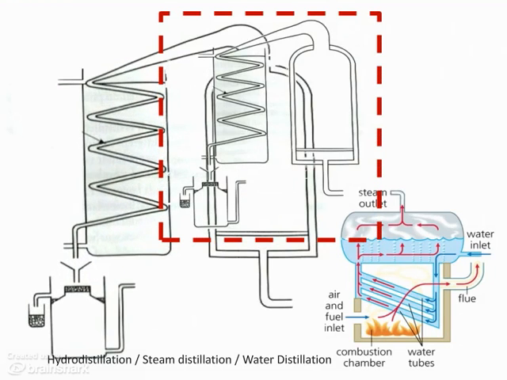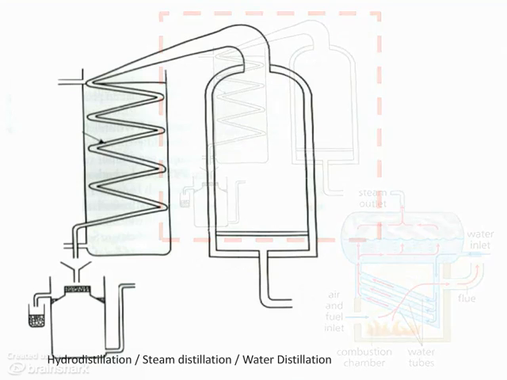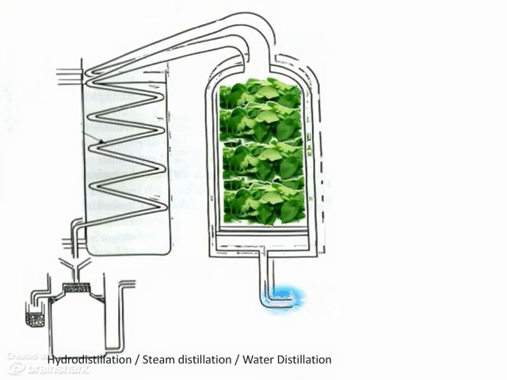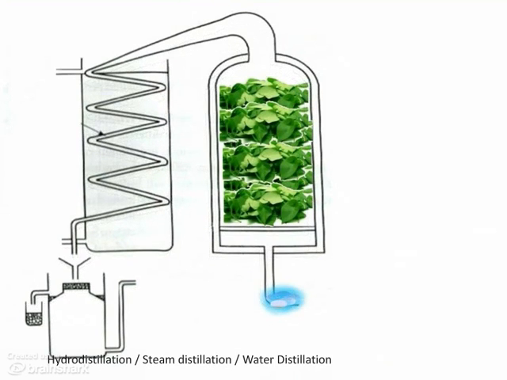In water and steam distillation, steam is blown into the mixture of water and plant material. A grid is used to protect the plant material from the heating element. The plant material is packed into a glass, copper, or stainless steel distillation flask.